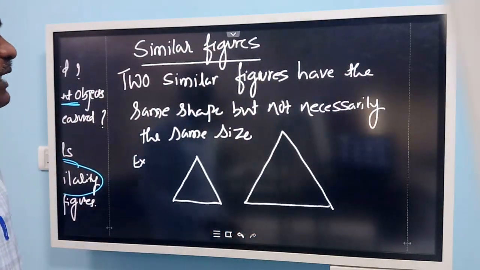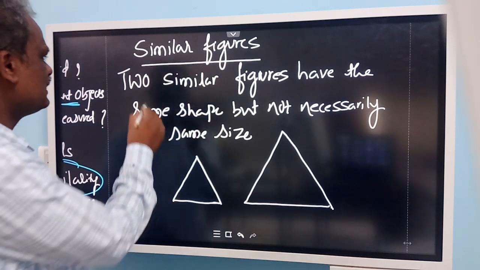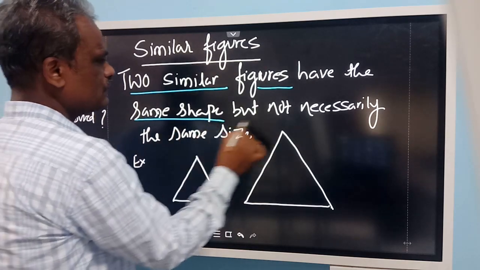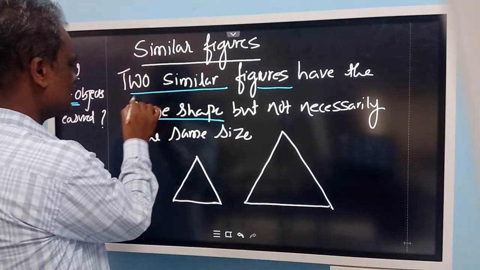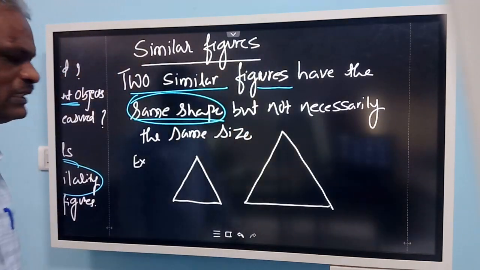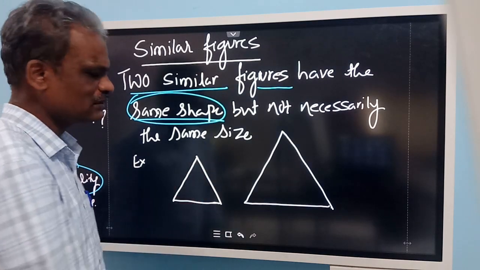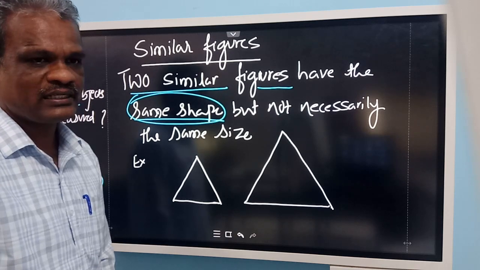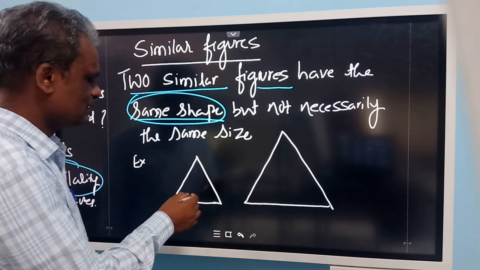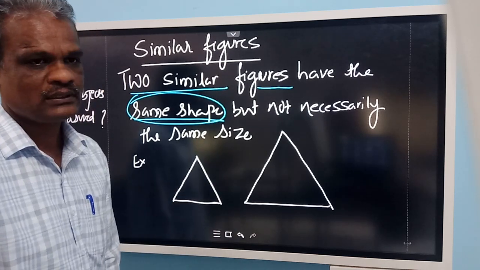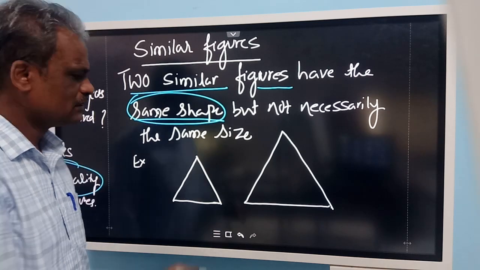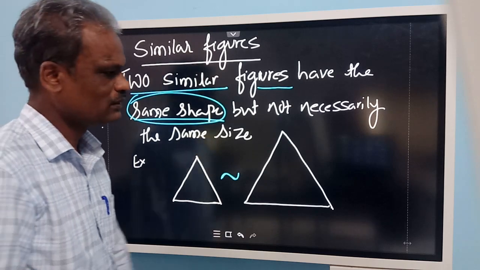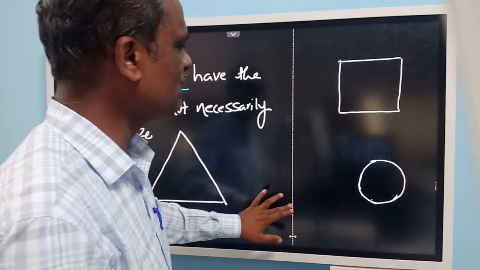Now let us see what similar figures are again. As I said in the beginning, two similar figures have the same shape but not necessarily the same size. This is very important. I have taken two triangles. They are equiangular triangles, equilateral triangles. These two have the same shape but not the same size. So these two figures are called similar figures. Both are similar. So that is about similar figures.